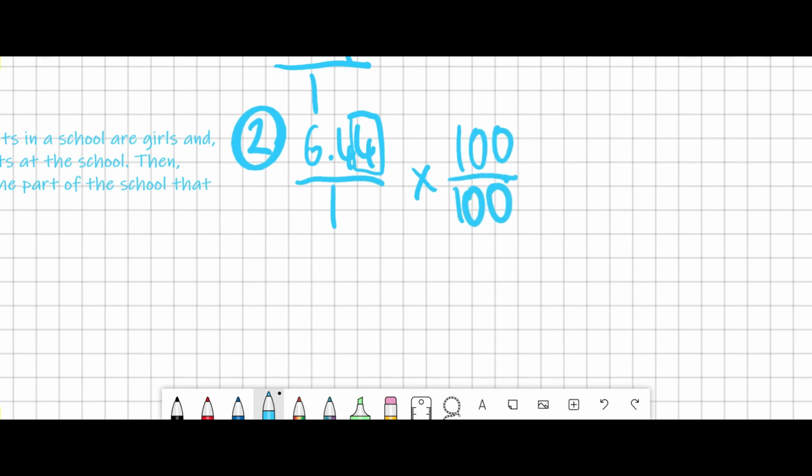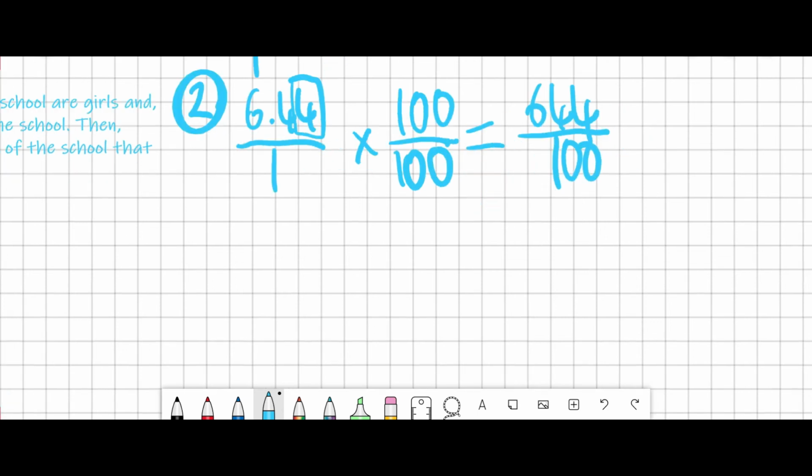And if there was one more digit, that would be 1,000 over 1,000, or one more digit, 10,000 over 10,000, and on and on and on. But for this problem's sake, we do 100 over 100. So that would give us 644 over 100. Now this isn't really simplified, and they want it as a mixed fraction. So we'll do that next.